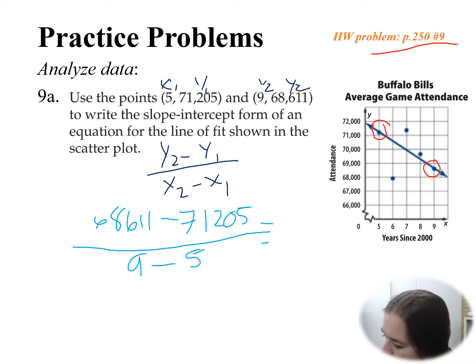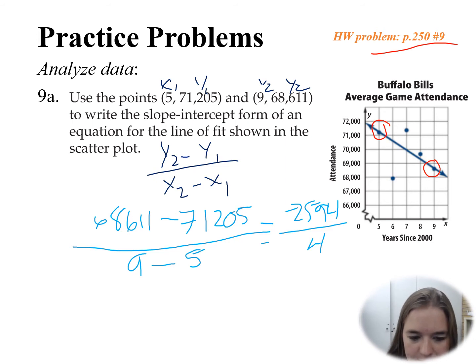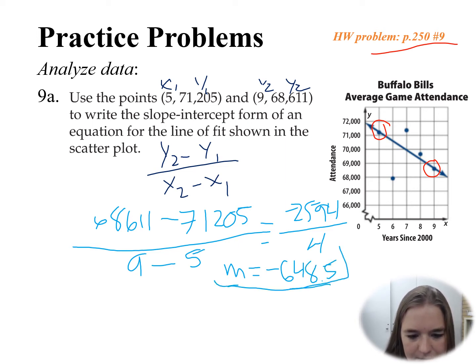My giant fraction becomes negative 2,594 over 4. Well, in this case here, I think using it as a decimal for my slope makes more sense. So if I divide my numerator by my denominator, I find a slope of negative 648.5. Now, what does that slope tell me? What's the meaning of my slope here? Well, that tells me that for every year past 2000, my attendance decreases by about 650 people.